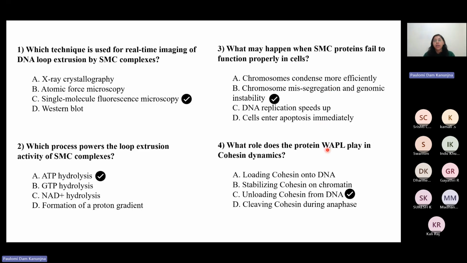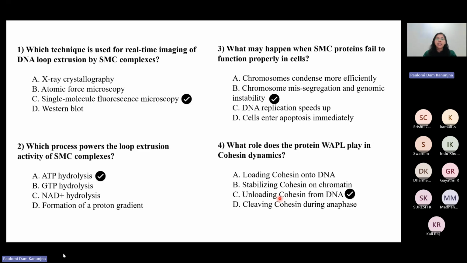And the last one is WAPL. It's basically unloading cohesin from DNA, which is, when your cohesin is on the DNA, how to remove it and move to the next step is when your WAPL protein comes in. Because remember, if they're loaded, they also have to be unloaded. And when their extrusion is done, how do they take it off? So they have recognized, okay, there is an ending point. Now, how do they move ahead, away from the DNA? That's when these kinds of proteins come into action.